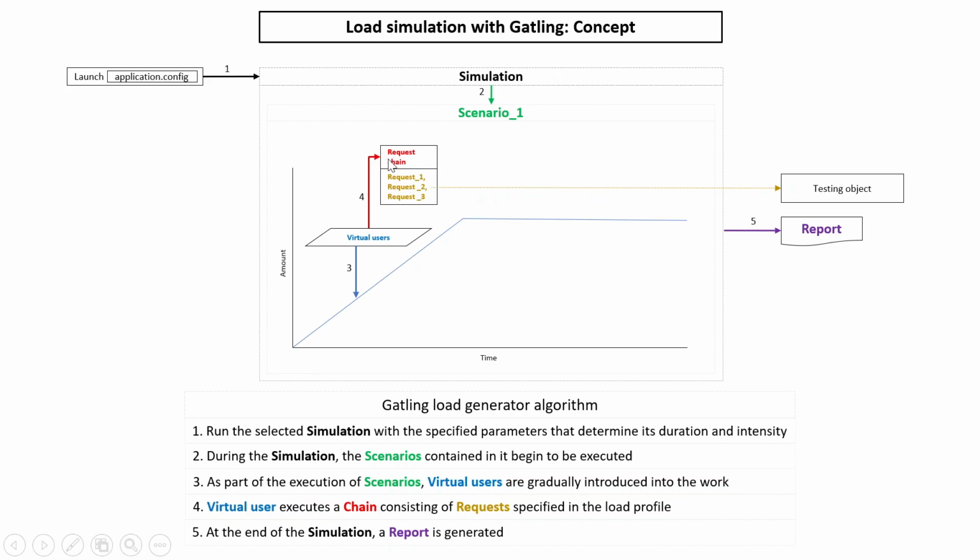The chain consists of 3 sequential requests. These requests are being sent to the testing object. After the test is completed, all users are removed from the simulation and a report is generated. Based on this report, we can make the first conclusions about the performance of the testing object.